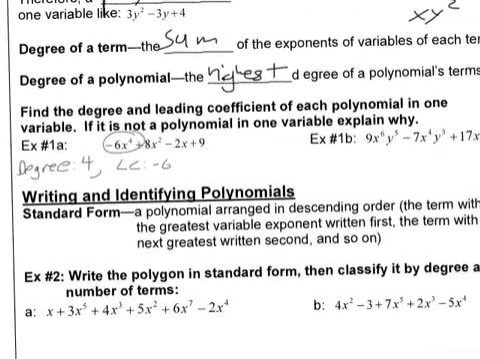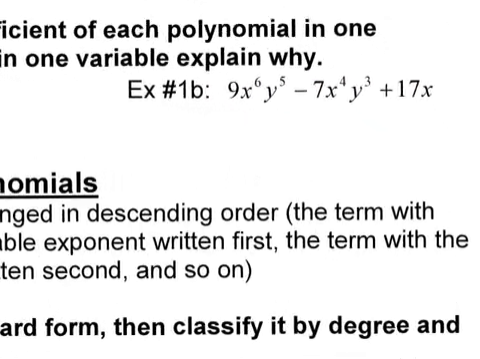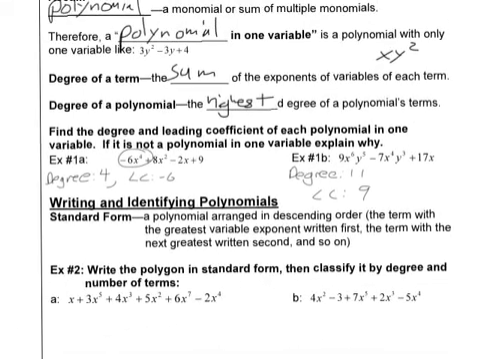How about this one? Well, this is not a polynomial in one variable because it has x's and y's. But we can still find the degree and the leading coefficient. Let's check it out. So degree is going to be the one with the highest degrees. Well, this one has 1, this one has 7, this one has 11. So the degree is 11 and the leading coefficient is 9. Okay.